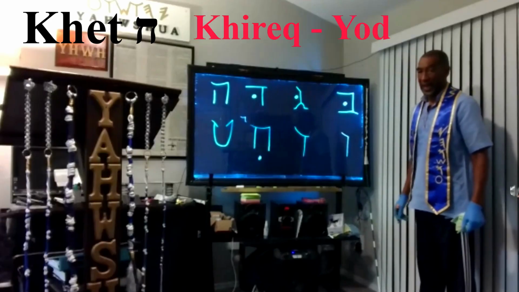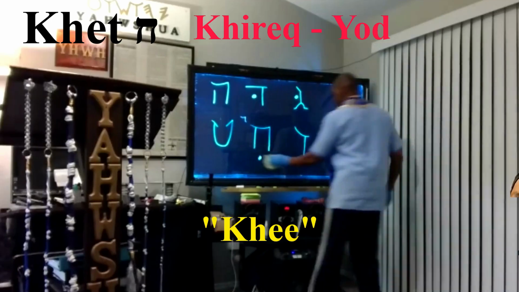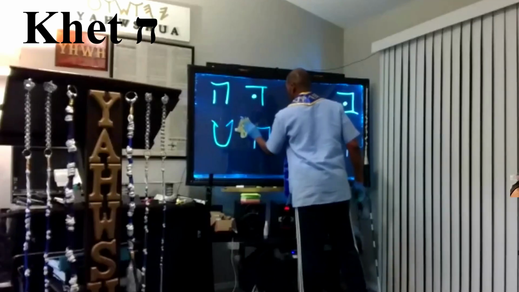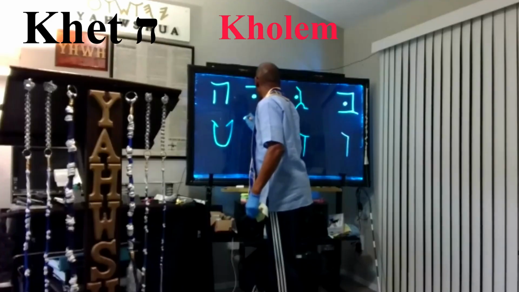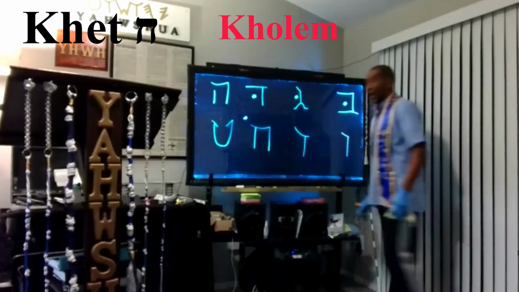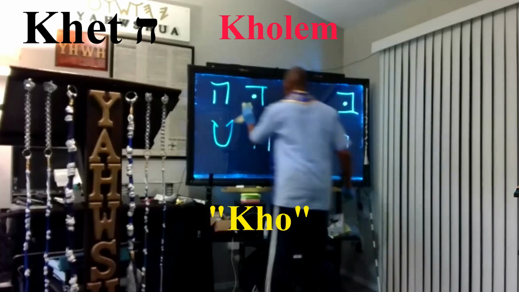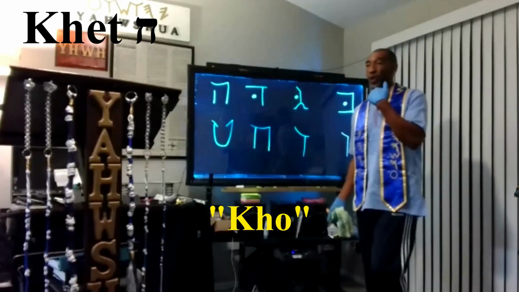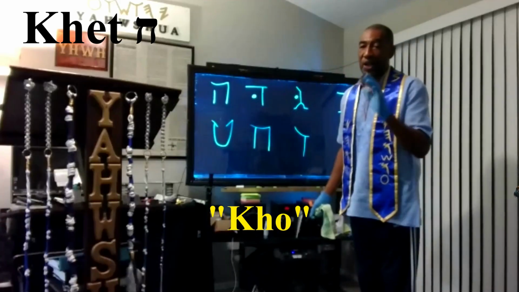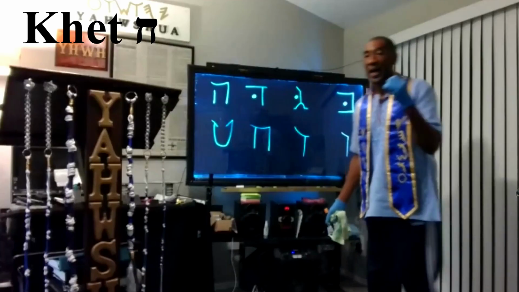Chirik yod: Chi. So cha, che, chi. Then the cholem: Cho. So cha, che, chi, cho. Ka, ke, ki, ko. You have to breathe out when you pronounce it. Otherwise, you're saying it with a ka.